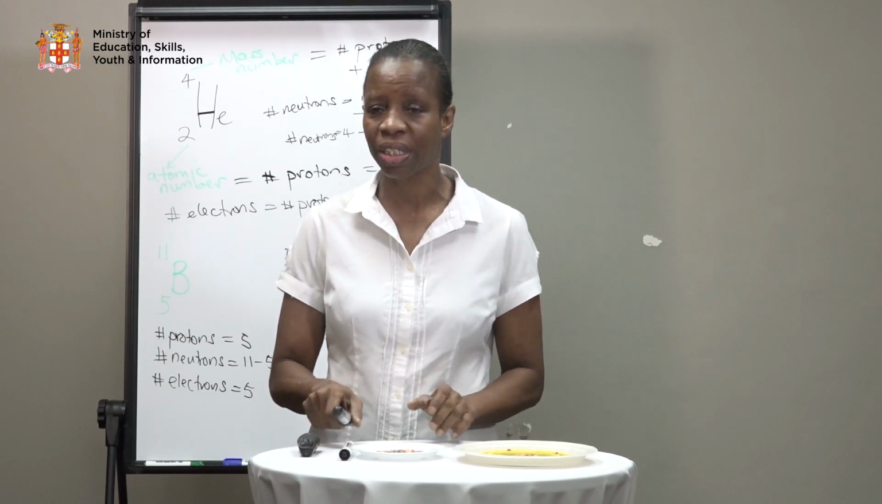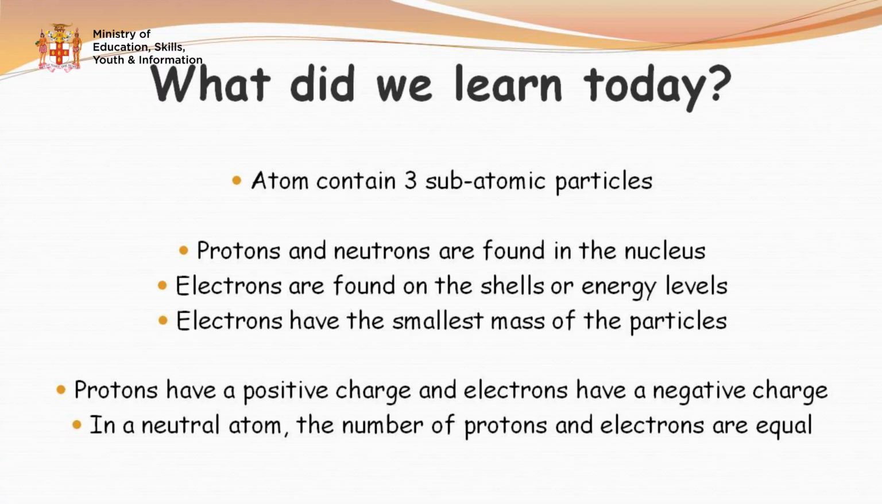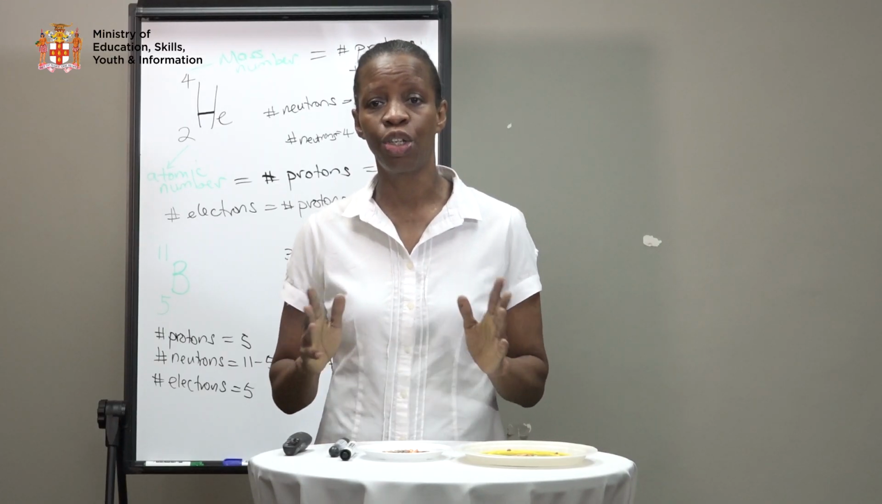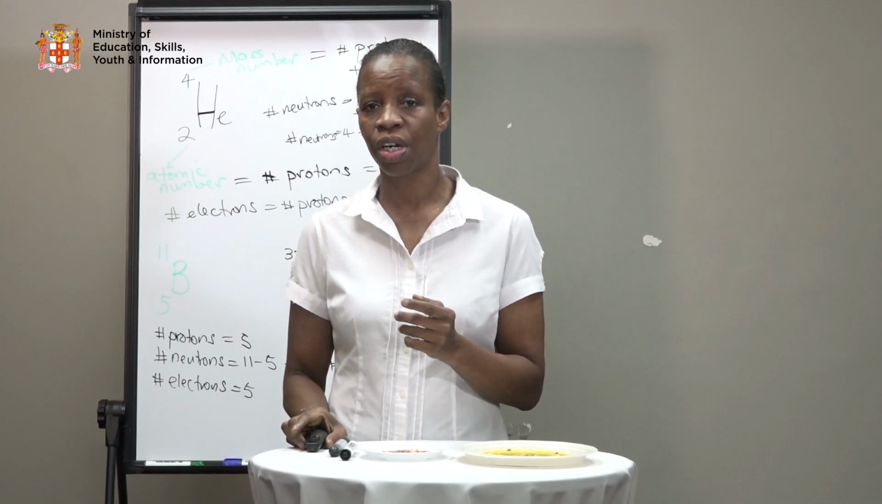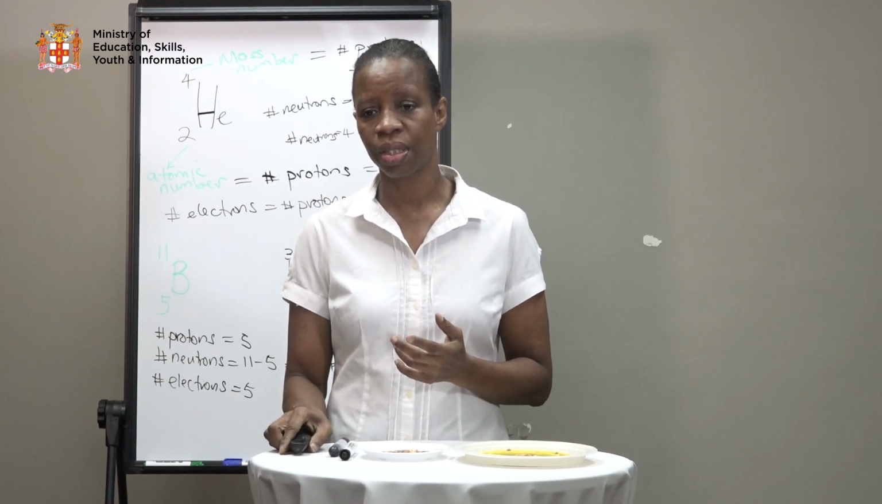All right, so we're almost at the end, but let's check what you have learned. What did you learn today? Today we learned that, of course, atoms consist of 3 subatomic particles. We know them to be protons, positively charged, neutrons having no charge, and electrons that are negatively charged. Protons and neutrons are found in the nucleus, whereas electrons can be found orbiting the nucleus, right? Yes? And for a neutral atom, we know that the number of protons and electrons are equal.